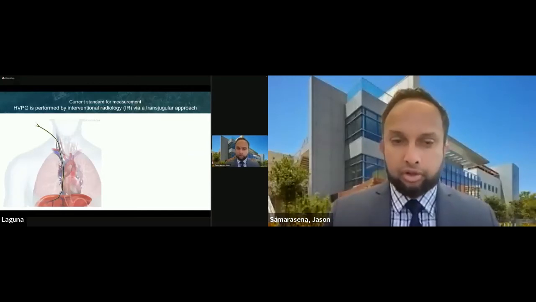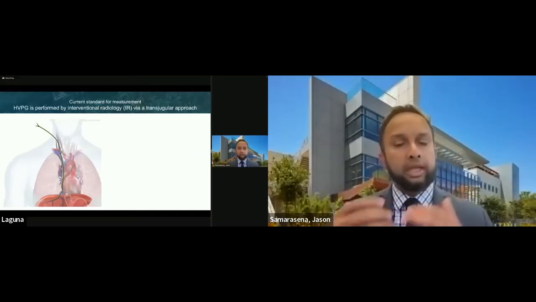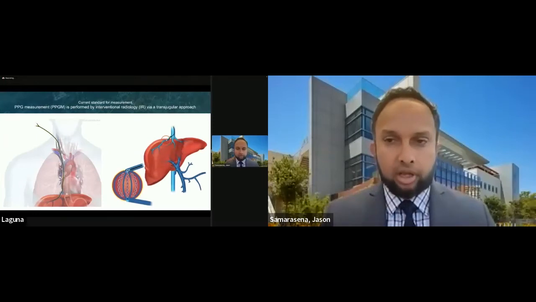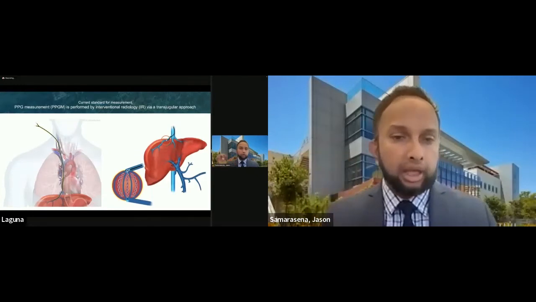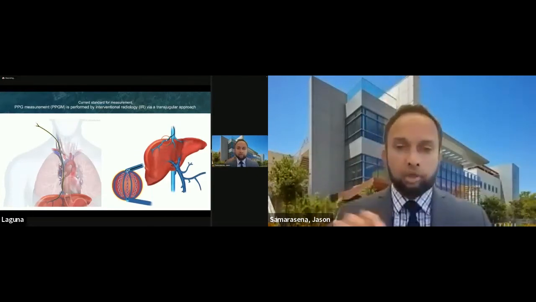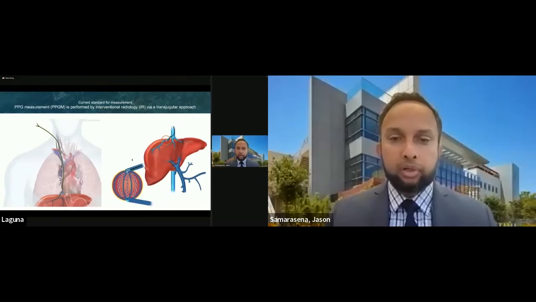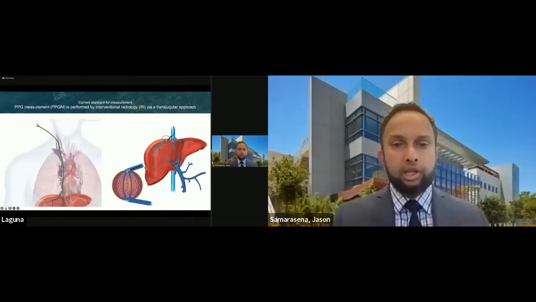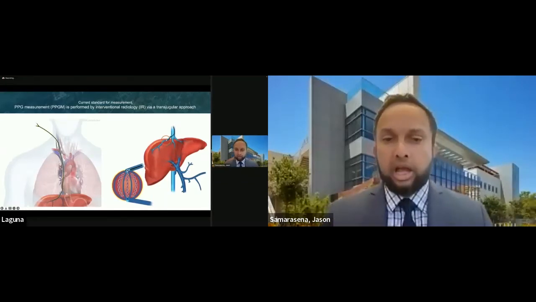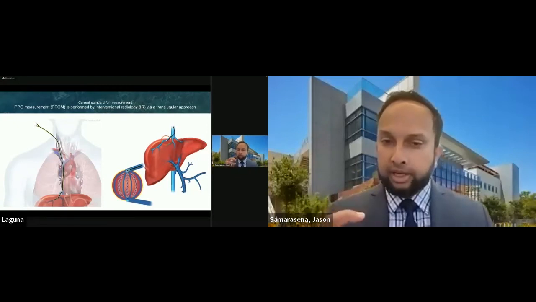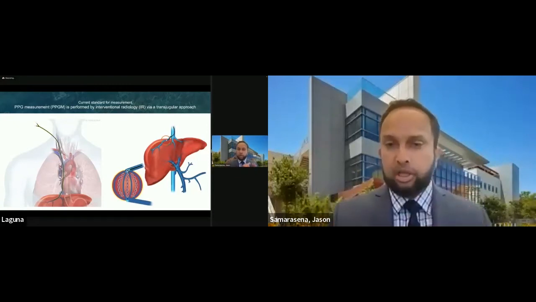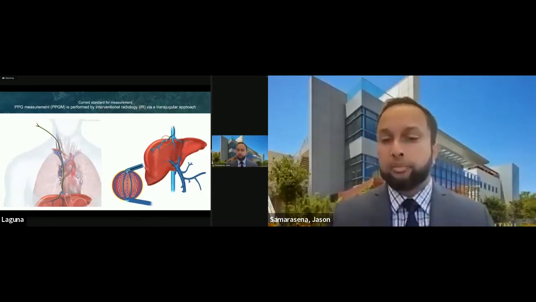The current standard for measurement is the HVPG, and it's performed by interventional radiology by a transjugular approach. Because you're cutting in the skin, it is a little bit invasive. But essentially, through the internal jugular, you're floating a catheter over a wire, and that's a balloon catheter. When that balloon is deflated, you're getting a free hepatic venous pressure, an accurate, direct reflection of the pressure in the hepatic vein. And when the balloon is inflated, you're getting a wedged hepatic venous pressure, which is an indirect measurement of the portal venous pressure.